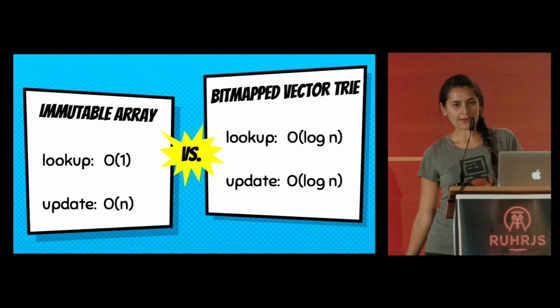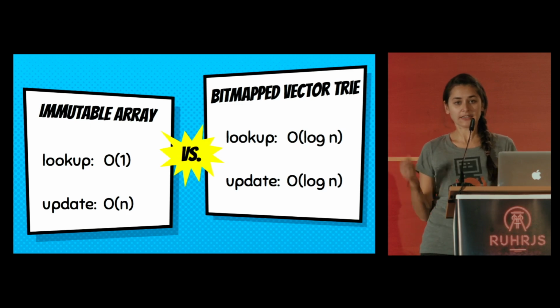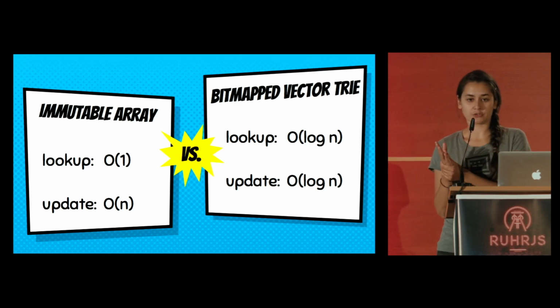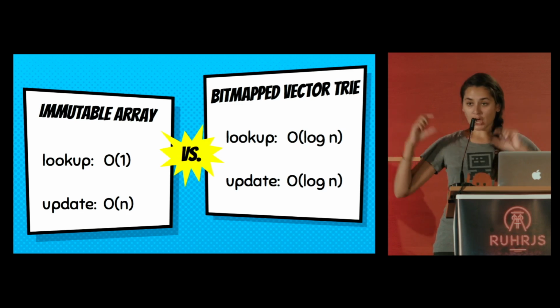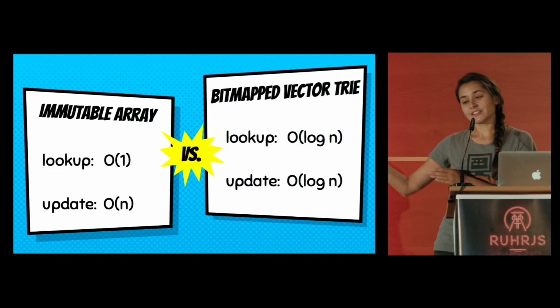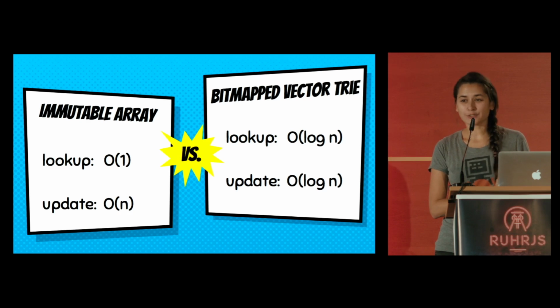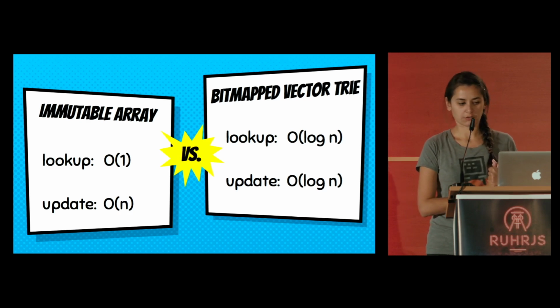Great, okay. So let's quickly talk about time complexity. With a regular immutable array, lookup is really fast. It's constant time, because all I need to know is the index and boom, I go right to it. But as we saw, when I was dealing with immutable arrays and wanted to update something, I had to copy everything in the array. So that's a linear time operation. So updates are really slow with regular immutable arrays.